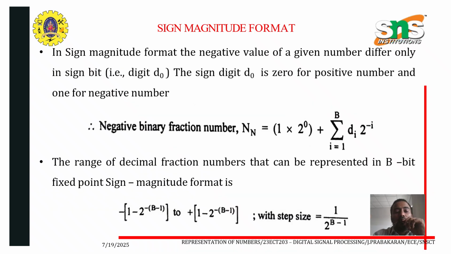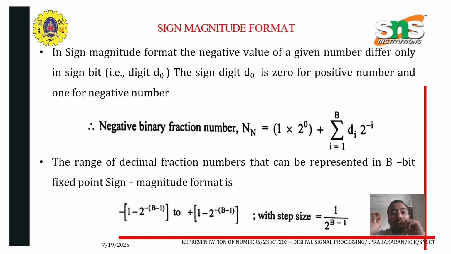And then the sign magnitude format for negative binary fraction: positive is represented as 0 and negative is represented as 1, 1 into 2 power 0 plus the sum of I equal to 1 to B, digit d suffix I, position of the digit 2 power minus I.